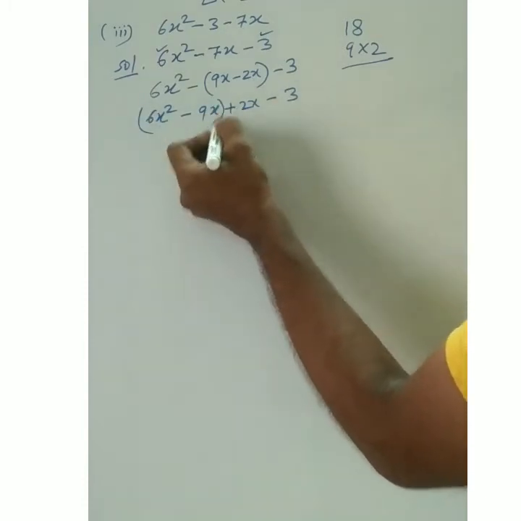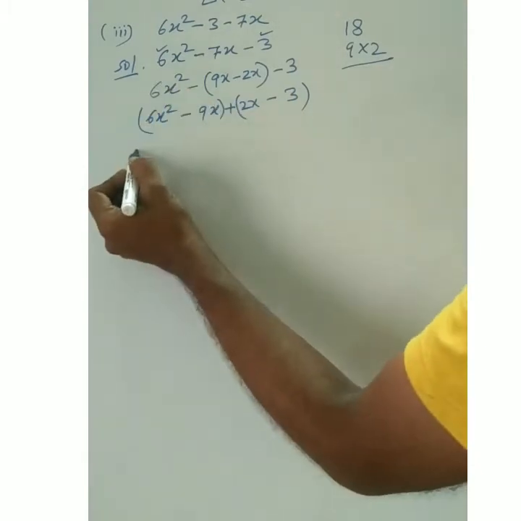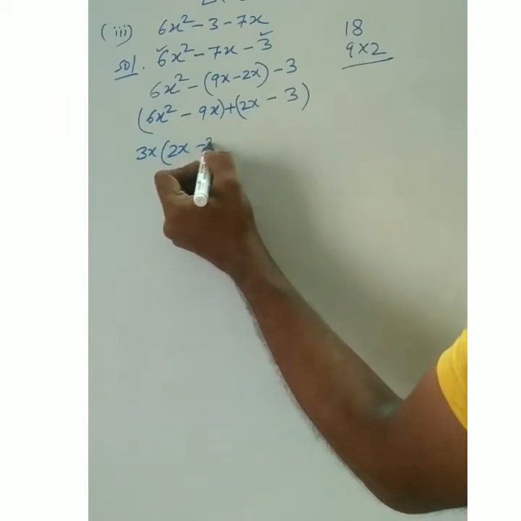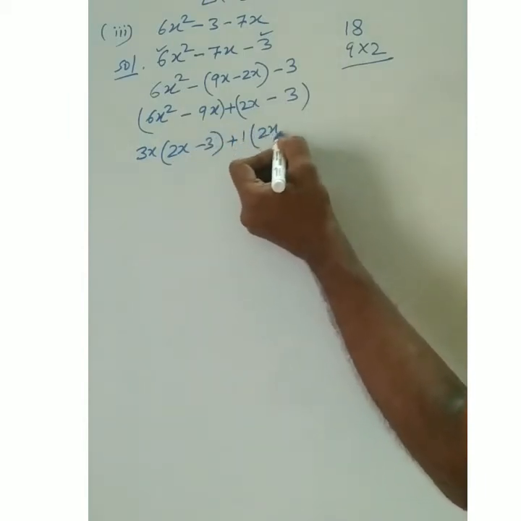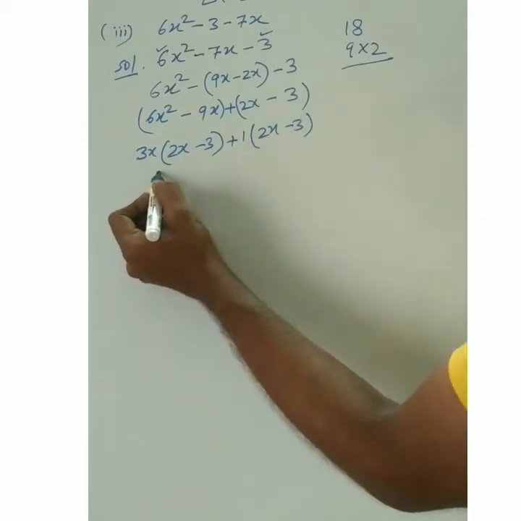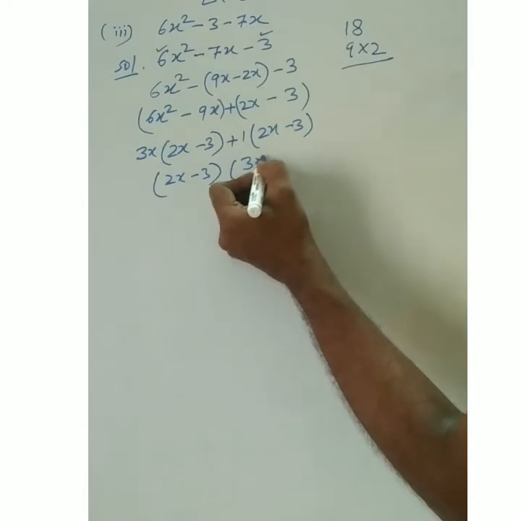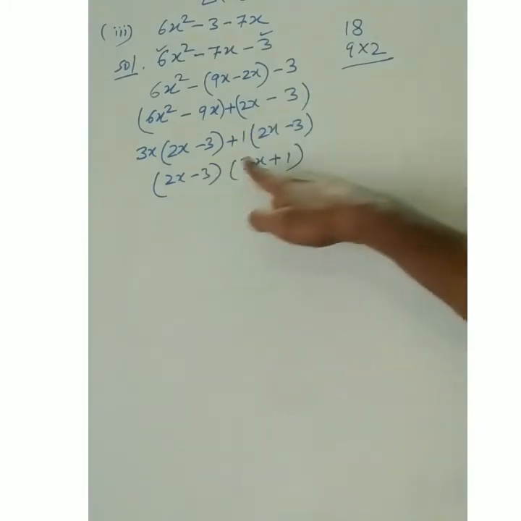Take common from these two and these two. From these two, 3x is common, so here 2x minus 3. And here 1 is common, so 2x minus 3. One of the brackets is 2x minus 3 and another is 3x plus 1. Now we have to equate these two with zero.